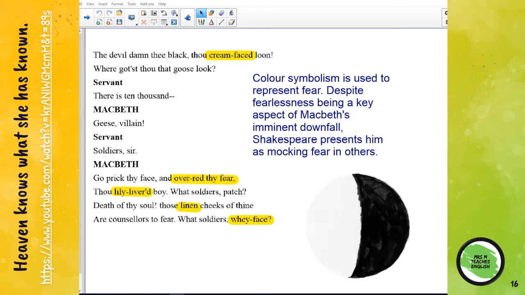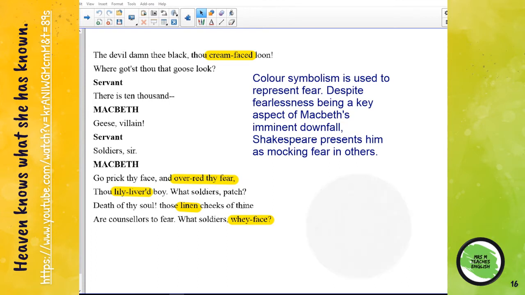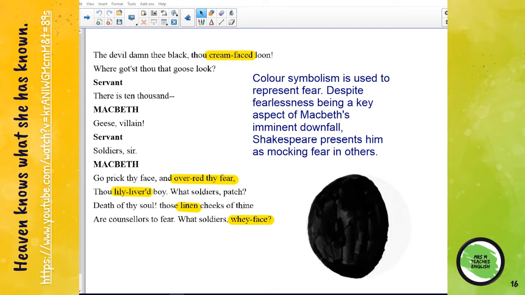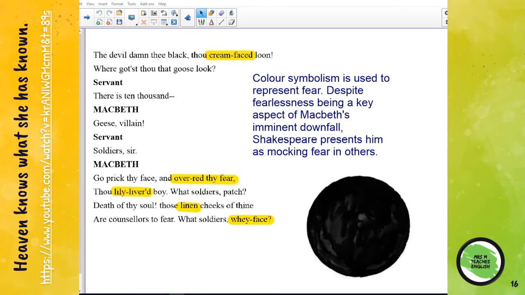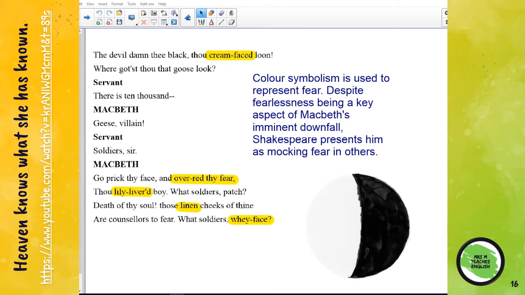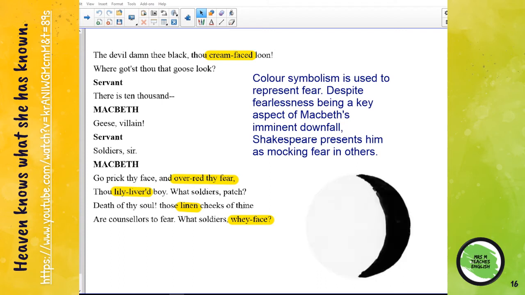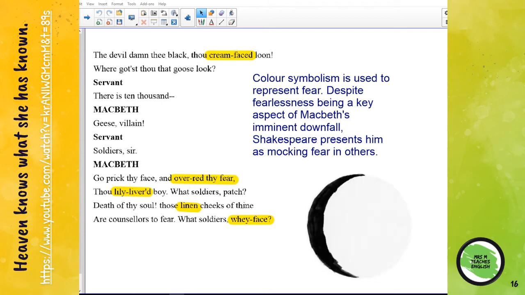Therefore, when we have the servant come in, he's described as a cream-faced loon. He's a lily-livered boy with linen cheeks, whey-face. All of these are linked to whiteness, and whiteness is symbolic of cowardice. He asks him to over-red thy fear, to pinch his face, to make his cheeks go a little bit redder in order to disguise the fear that's apparent in that white complexion.